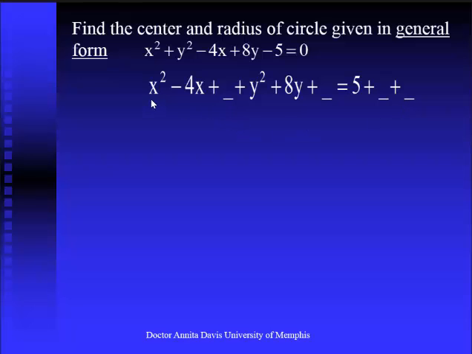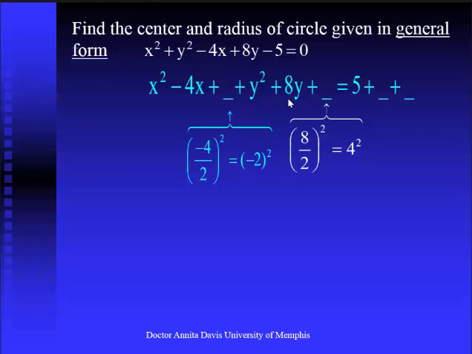Now the trick for completing the square of the x's: you take the middle coefficient, divide by 2, and square it. The negative 4 divided by 2 is squared. Negative 4 divided by 2 is negative 2, and it's going to be squared. So we put negative 2 quantity squared here. Similarly for the y, 8 divided by 2 is 4 quantity squared. We put it here. Since we're adding 4 and 16 on the left-hand side, we add 4 and 16 on the right-hand side.